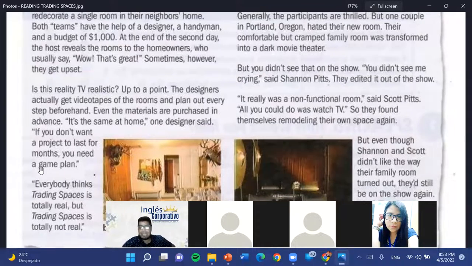We have to plan ahead. We have to know what we're going to do and have some steps we're going to take in order to achieve the goal.